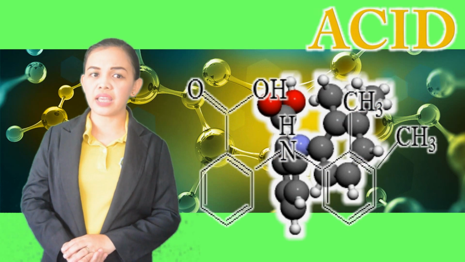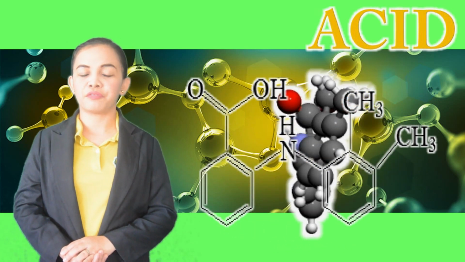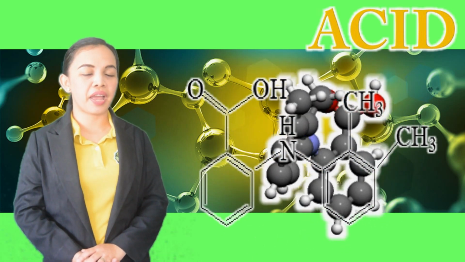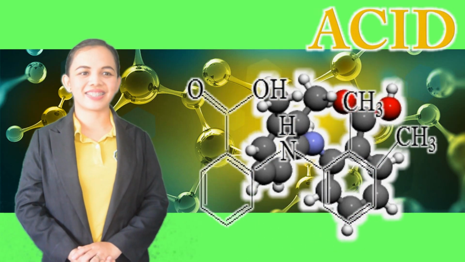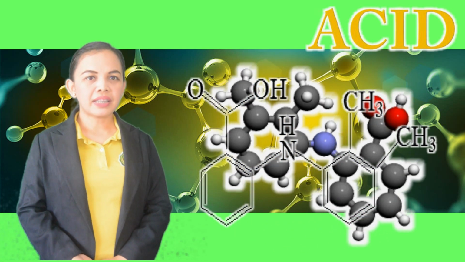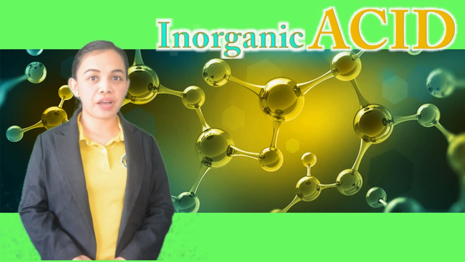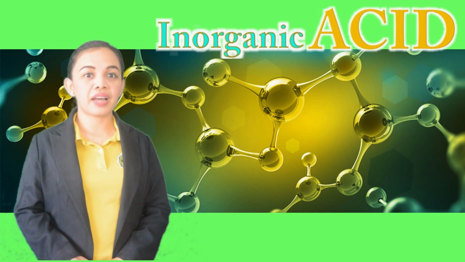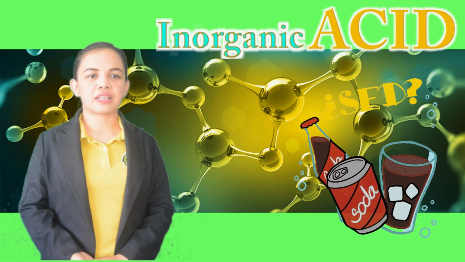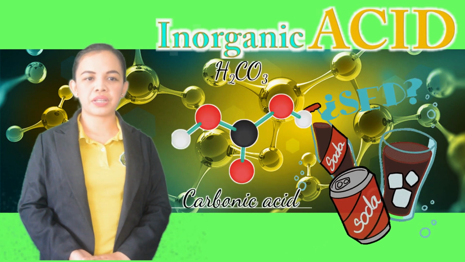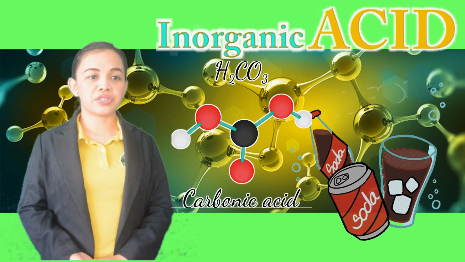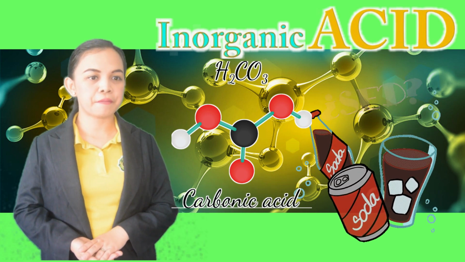Most acids contain H, or hydrogen, at the beginning of the chemical formula. On the other hand, organic acids have carbon and hydrogen, or CH. For us to understand this better, let us take some examples. Here are inorganic acids in our surroundings. Remember, they have hydrogen. We have carbonated drinks or soft drinks. These have carbonic acid, which has a chemical formula H2CO3. Did you notice that there is H in the beginning?